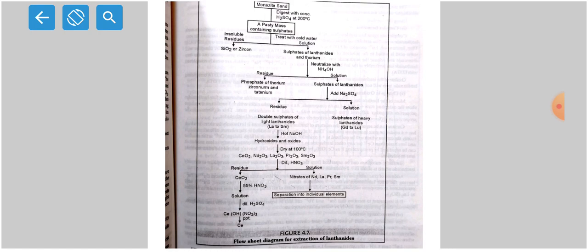Figure 4.7 shows a flow chart diagram for extraction of lanthanoids.